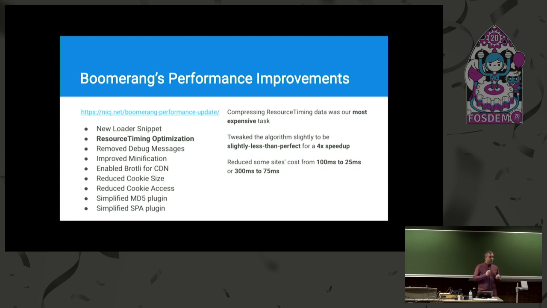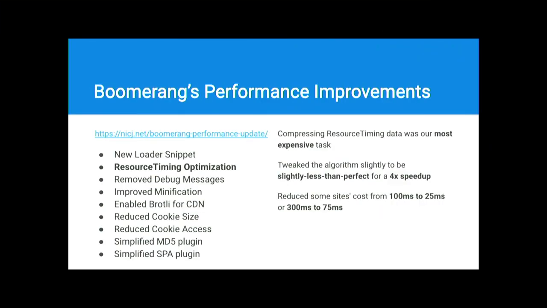So with just this little tweak of the algorithm, we thought that trade-off, obviously, of a 4x speed up was worth it for the minimal cost in the size of the bytes. So on a lot of the sites, the sites that were taking 300 plus milliseconds are now under 100 milliseconds, 75 milliseconds, et cetera. So that was a big win for us.